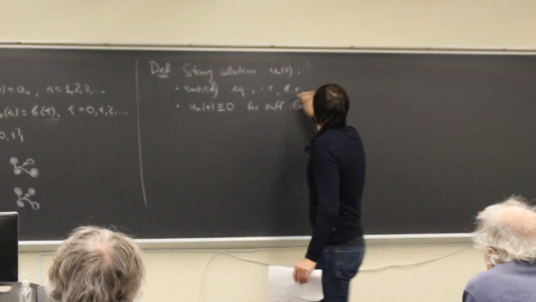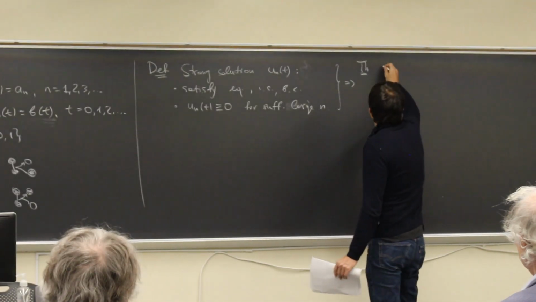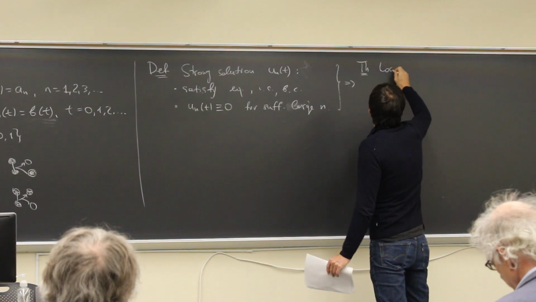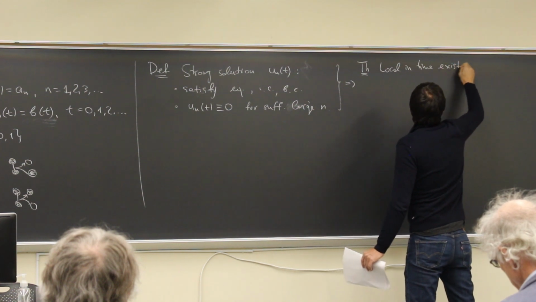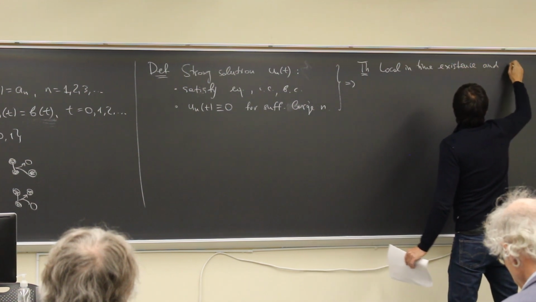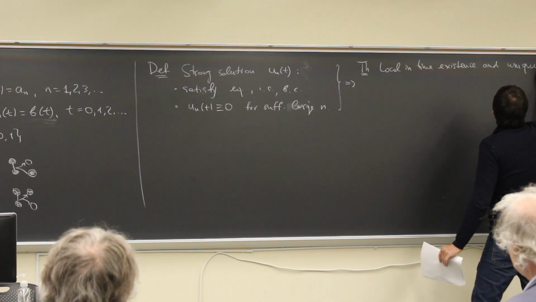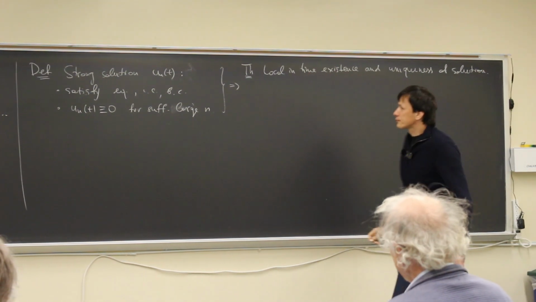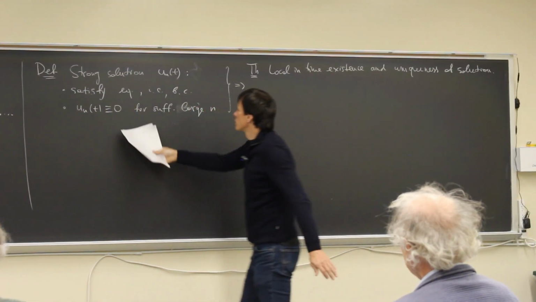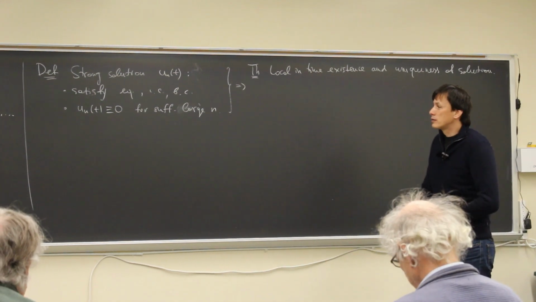So if you have this definition, what you can prove is local in time existence and uniqueness of solution. So you give me an initial condition from that class. Locally in time, I can guarantee that there will be a certain time interval when this type of solution will exist, and it will be unique.